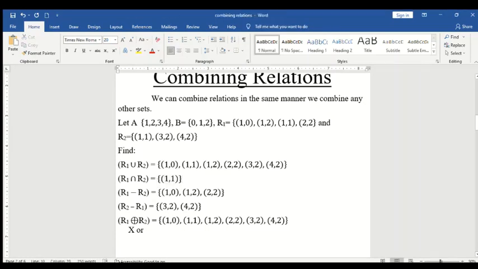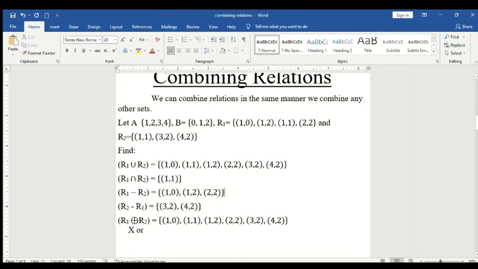Another is subtracting R2 from R1. How do we do that? Subtracting is simply removing from R1 the elements that are also in R2. They are common in (1, 1), so we will not consider (1, 1) here; we deduct (1, 1) from R1. So what is remaining for R1 is (1, 0), (1, 2) and (2, 2). So that is our set.